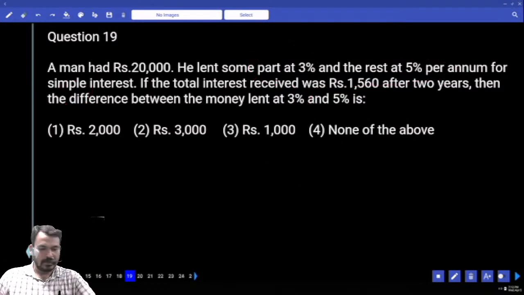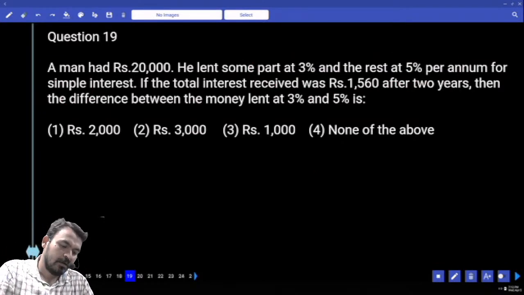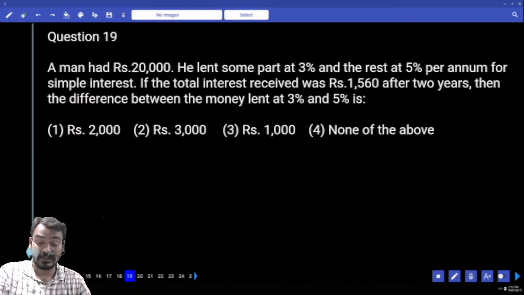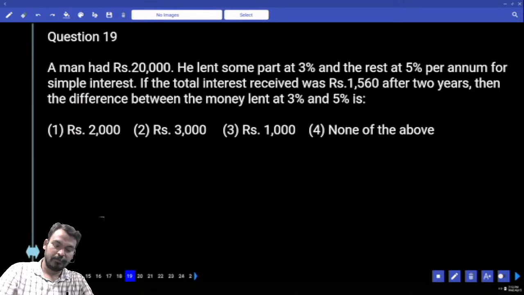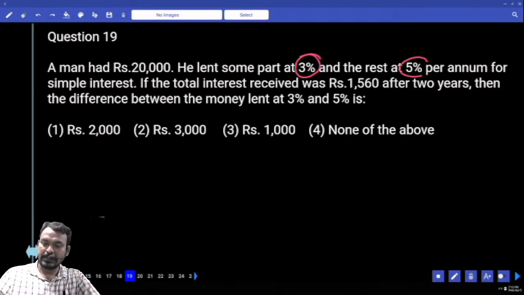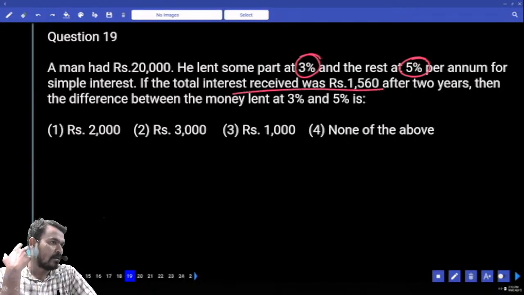Question number 19. A man had 20,000. He lent some part at 3% and the rest at 5% per annum for simple interest. If the total interest received was 1560 after 2 years, then what is the difference between the money lent at 3% and 5%? First case interest is 3%, second case interest is 5%, but the overall interest received is 1560. Then apply the reverse method or not?